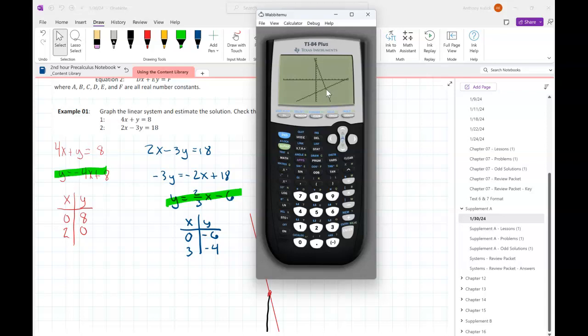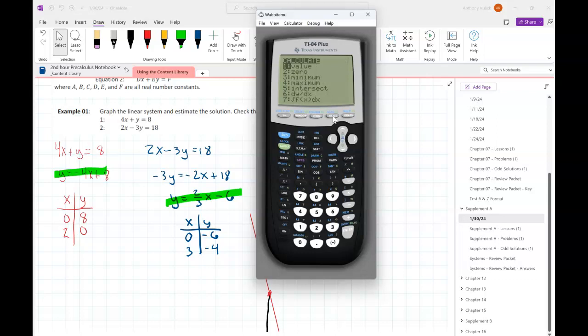So my intersection is right there, right? Everybody see that? Now the calculator can find that point with as much accuracy as it has decimal places. So to get the calculator to do that, I'm going to press second. That's the blue button. And then the trace command, which is right there up at the top home row.